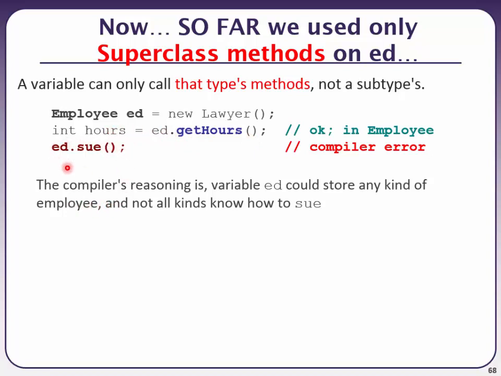We can call that on head, store it in hours, okay? But let's say that we try to call on head a method that has been added to the subclass Lawyer, a method that does not exist in the superclass Employee, that has simply been written inside the subclass Lawyer. And now we're trying to say to the object that is referenced by the variable head, I want to use this Lawyer method. Well, it's not going to work. The compiler is going to provide you with an error.